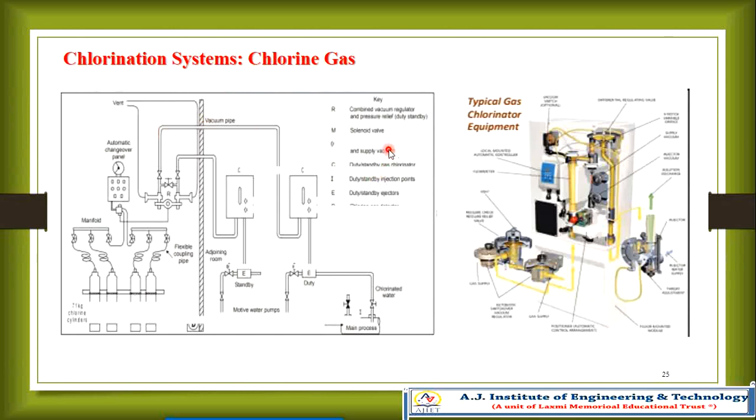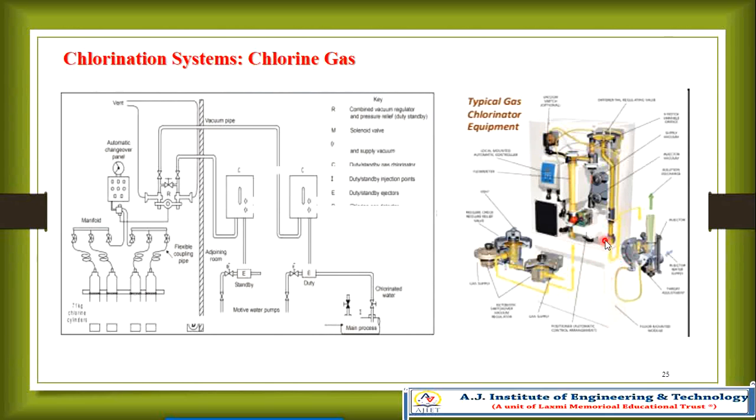The chlorine system. This is, you can see here, chlorine gas. This system is followed. There will be a vacuum pump. See, this is a flexible chlorine pipe fitted here. This is chlorine present here. There will be an automatic panel. So here a vent is there. So chlorinated water will be here and it will come out. So you can see here a typical gas container equipment.